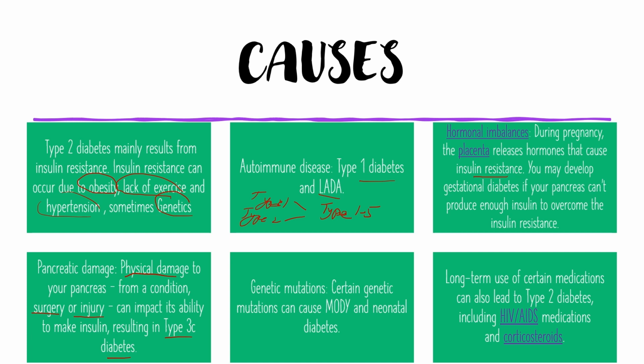Genetic mutations like HNF4 alpha can lead to maturity onset diabetes of the young and neonatal diabetes. Long-term use of certain medications like the medications of HIV/AIDS and corticosteroids can also lead to diabetes.